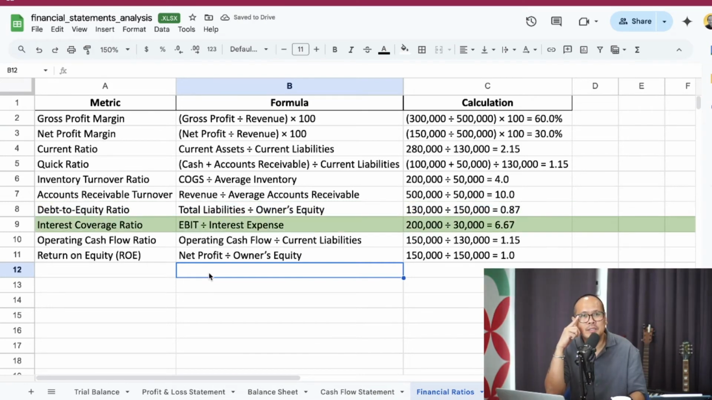The next one is EBIT, so earnings before interest and taxes, divided by interest expense. So in this example, say your EBIT is 200,000 and your interest expense is 30,000, you have a 6.67 interest coverage ratio. In retail industry standard, 3 to 6 times is the baseline. So if it's higher than 6, it means business is stable. Consider refinancing for lower interest rates. But if it's lower than 3, it's a high debt risk. Try to lower expenses or increase your profits.